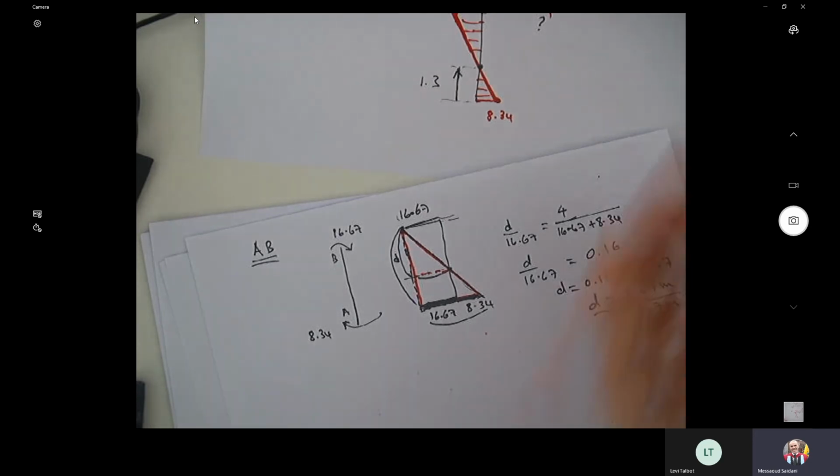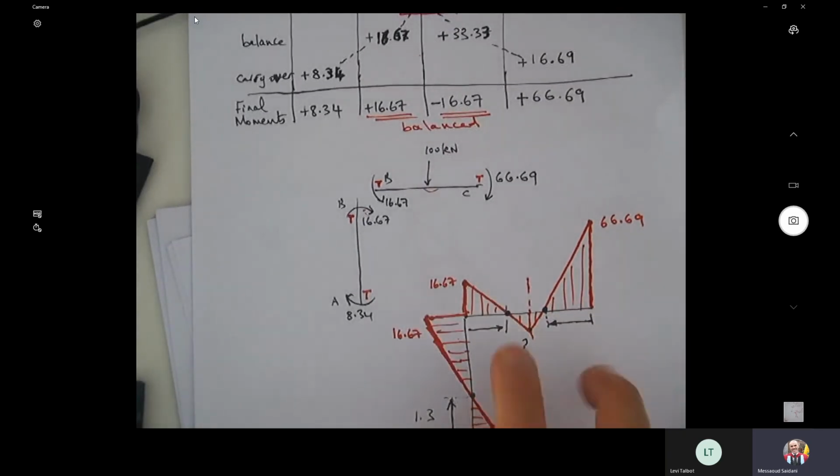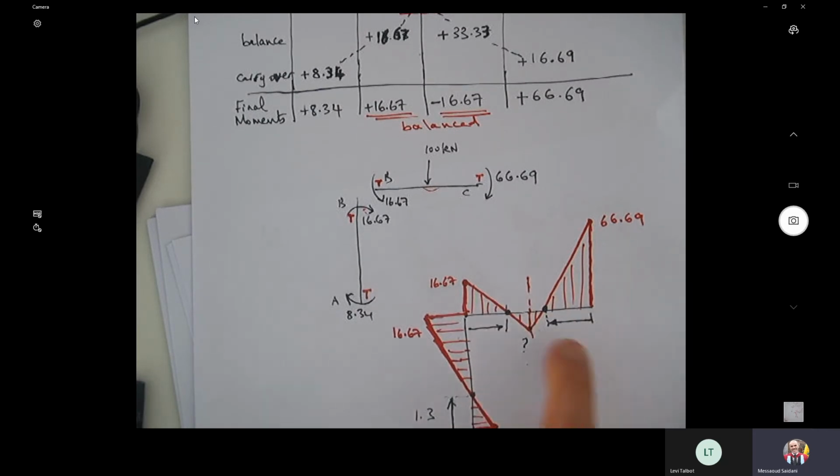Shall we do this here? Member BC, we've got 2 points of contraflexion, and we need to determine also the maximum moment in the middle here.